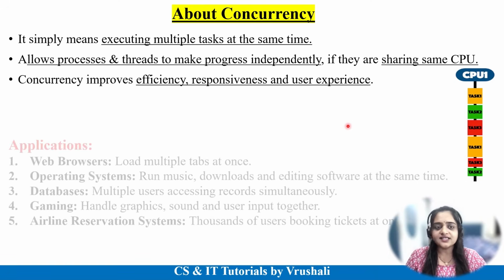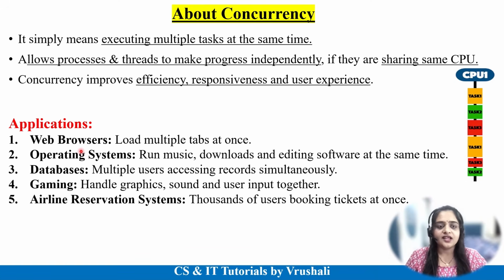Now let's discuss some examples. Like in a web browser, you can load multiple tabs at the same time for searching, browsing purposes, right? And every tab works smoothly. They give fast results because of concurrency. Next, in an operating system, similarly, you can listen to music, download a file, and edit software at the same time.